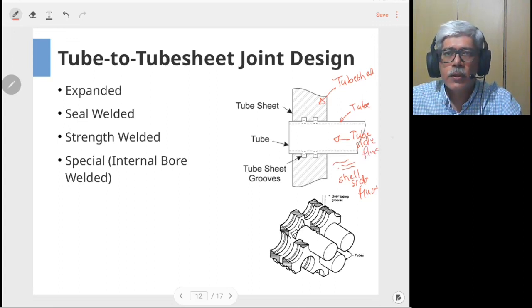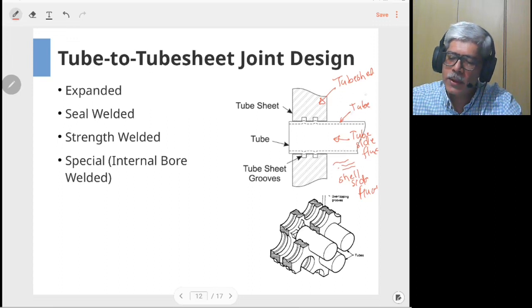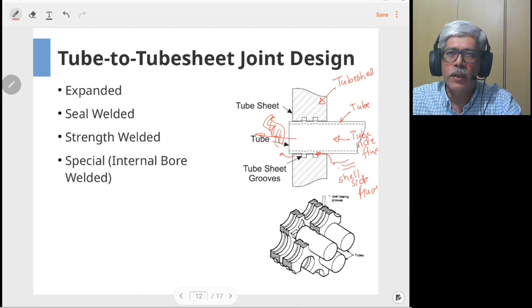In order that these two don't get mixed up, the shell side fluid will try to pass through the joint and mix with the tube side fluid. The tube side fluid is the one which is on this side. So to avoid this mixing, you require a proper arrangement of joining the tube with the tube sheet so that this leakage would be minimized.